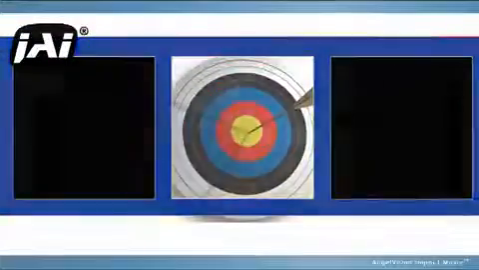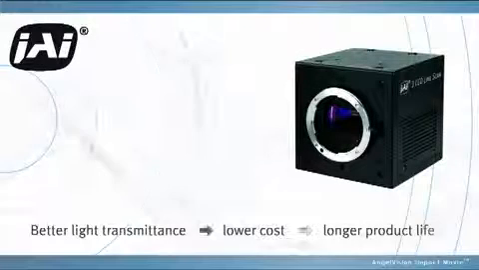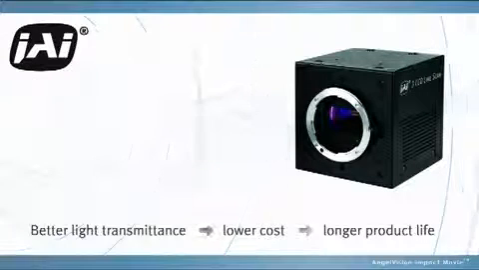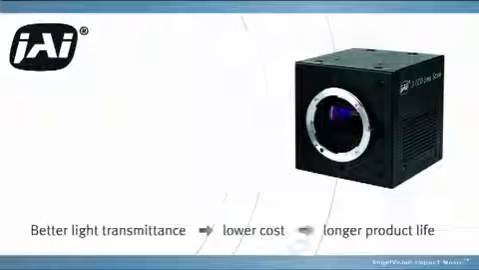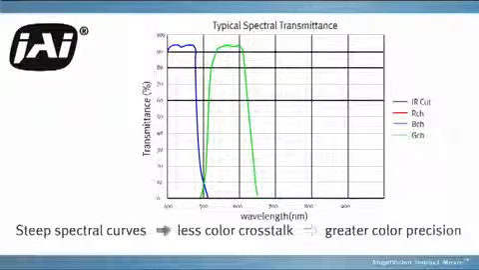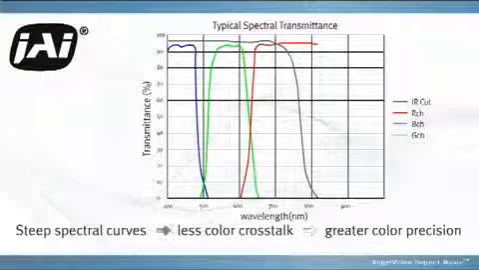Our solutions offer better light transmittance with dichroic prism coatings that last longer than trilinear polymer filters. There's no added expense for brighter lights and less color degradation over time. The steep spectral curves of the dichroic prism coatings cause less crosstalk between color channels than trilinear filters for increased color accuracy.